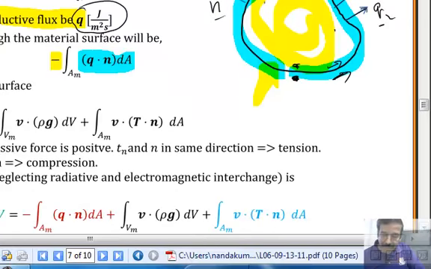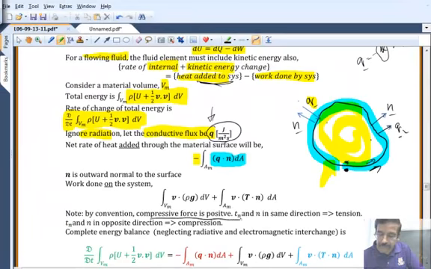By convention, compressive force is positive. T and N are in the same direction. Then you have tension, and T and N are in the opposite direction. You have compression. It's the same way that Q and N in the opposite direction means that you are adding. Q and N in the same direction means that you are removing heat.